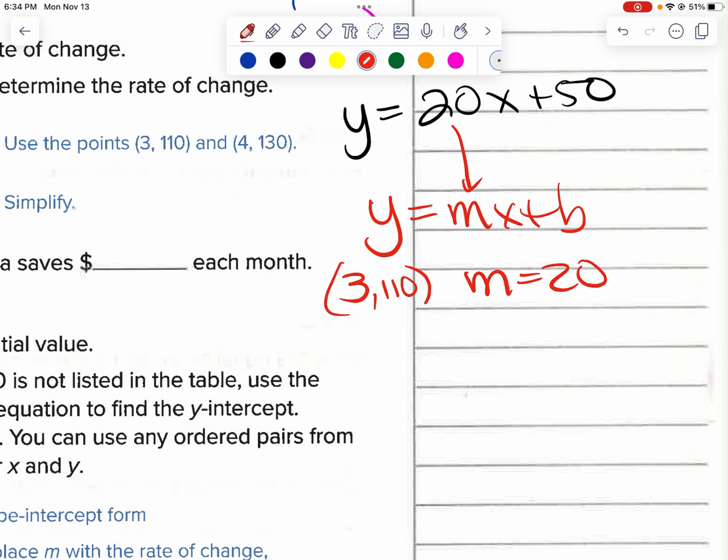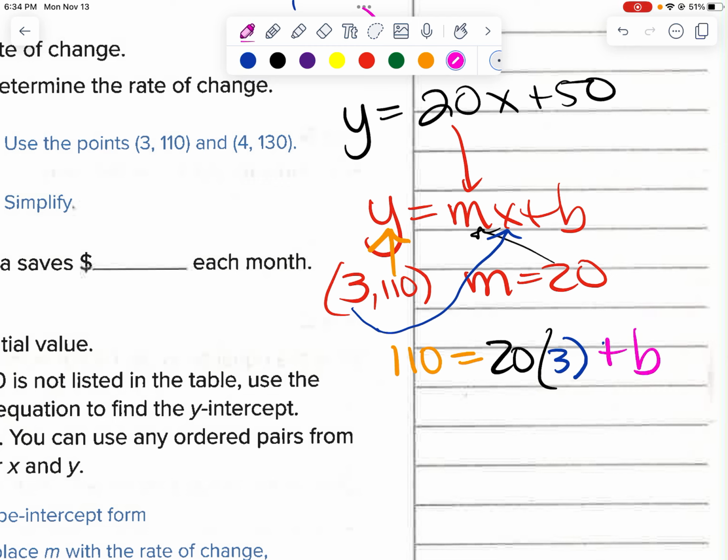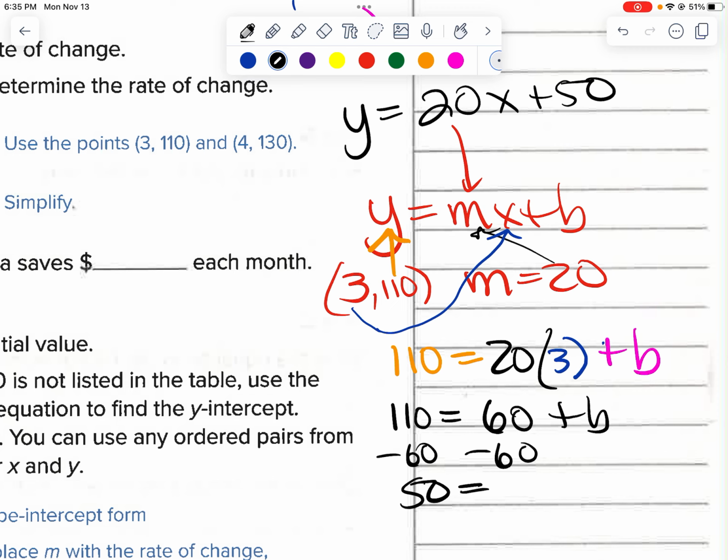So I'm going to replace the y with 110. I'm going to replace the m right here with 20. I'm going to replace the x with the 3. And then we're going to have plus b. So if I was to do this problem, I would have 110 equals 60 plus b, subtract 60 from both sides, and I get 50 is equal to b.